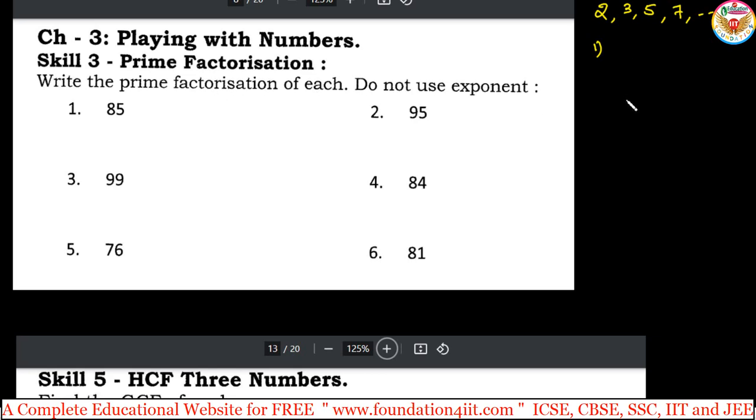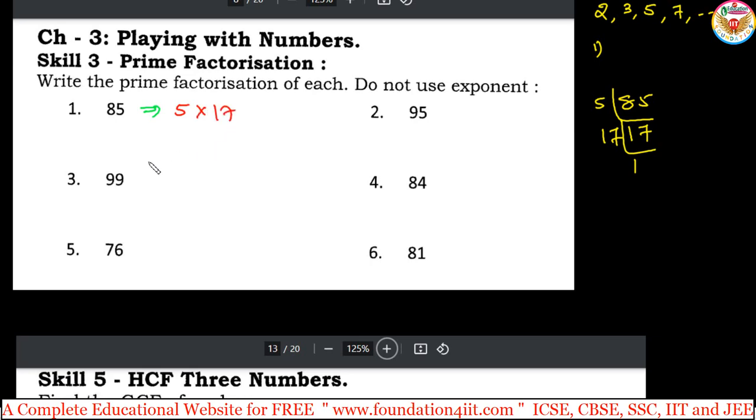That means first is 85. Will 85 go in the 2 table? No. For 3, 8 plus 5 is 13, not divisible by 3. Next, 5. 5 times 1 is 5, 5 times 17 is 85. 17 is a prime number again. 17 times 1 is 17. So 85 we can write as a product of prime factors: 5 into 17.